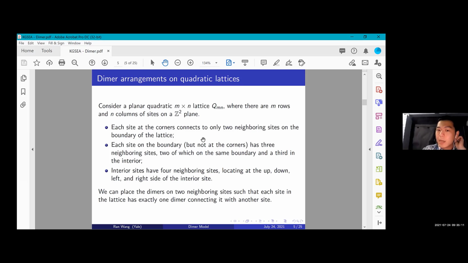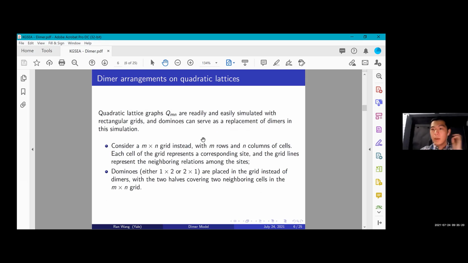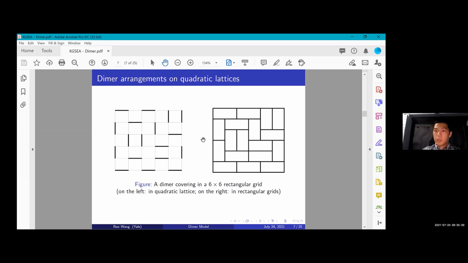We can place the dimers on 2 neighboring sites such that each site in the lattice has exactly 1 dimer connected with another site. We can equivalently define this in a grid. We can think of a chessboard, an 8 times 8 rectangle, and we can place dominoes on it, which have size 1 times 2 or 2 times 1. Okay. So here are 2 pictures to give you a better idea of what I'm talking about.